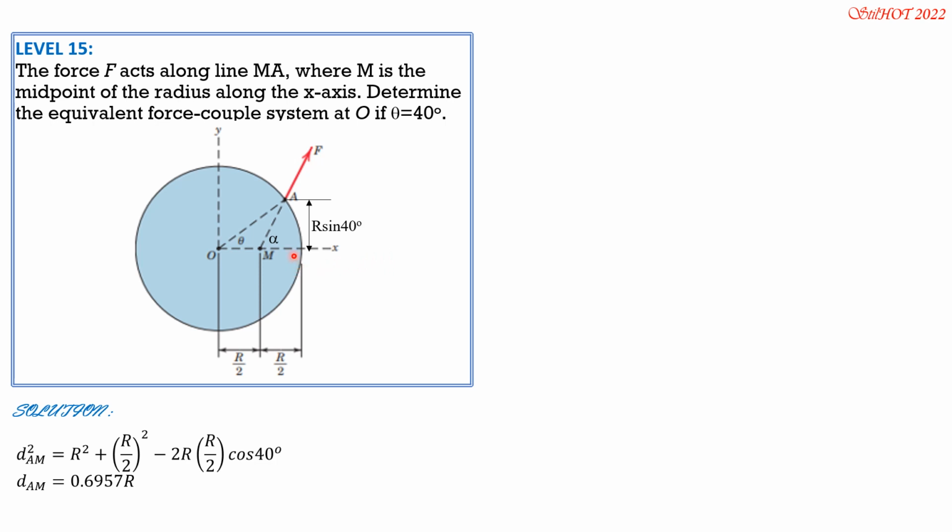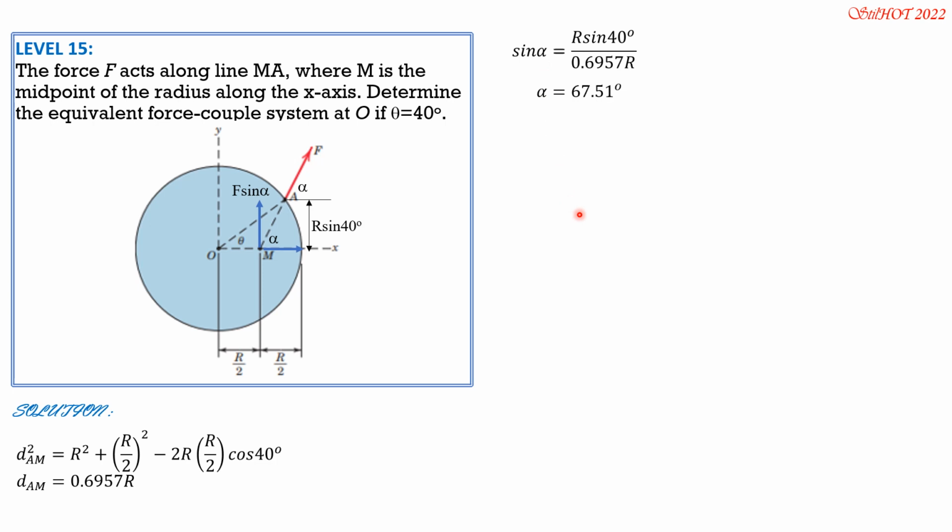Then we compute for alpha. Sine of alpha is r sine 40 over AM. This is the vertical component of F, F sine alpha. We can move it on its line of action by principle of transmissibility of force. The horizontal component will not be named because it has no moment about O. So sine alpha is r sine 40 degrees over AM, which is 0.69557r. Cancel r, so we can compute alpha.